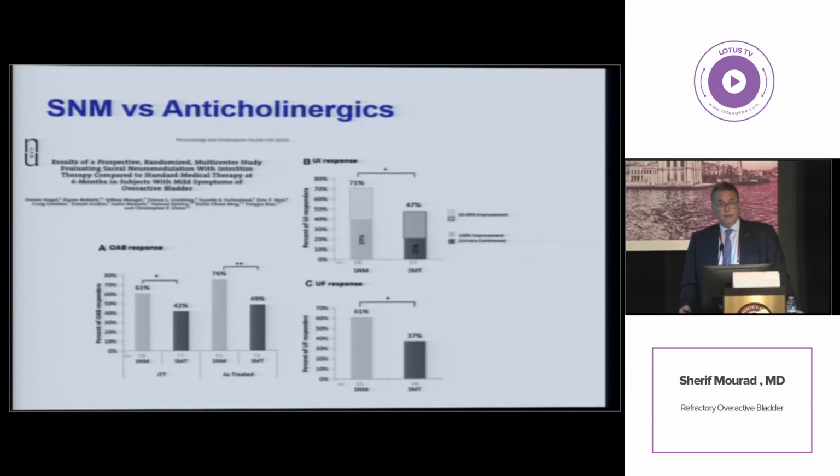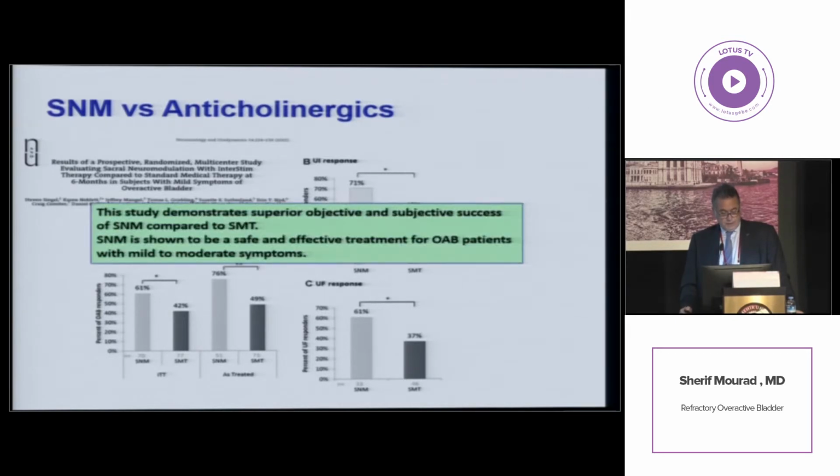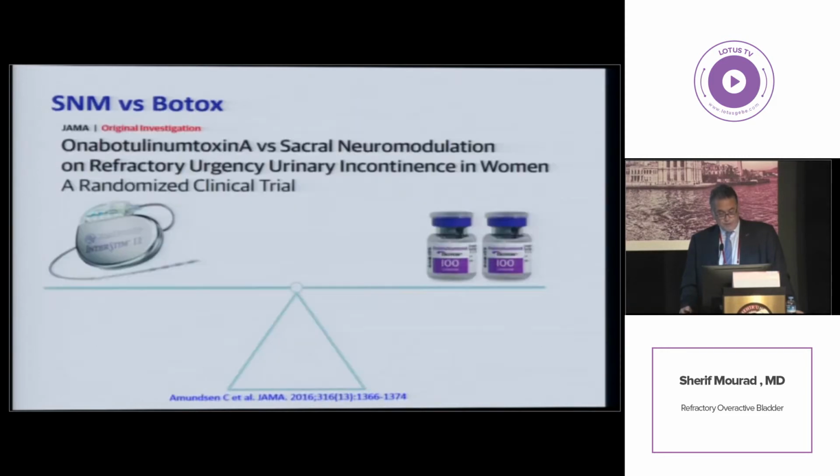So, comparing sacral neuromodulation with anticholinergics, the study demonstrates superior objective and subjective success of sacral neuromodulation compared to the standard medical therapy. Sacral neuromodulation is shown to be a safe and effective treatment for overactive bladder patients with mild to moderate symptoms. So there was a comparison between sacral neuromodulation and Botox injection, because they are the second line of treatment after the failure of or in response to medical therapy.